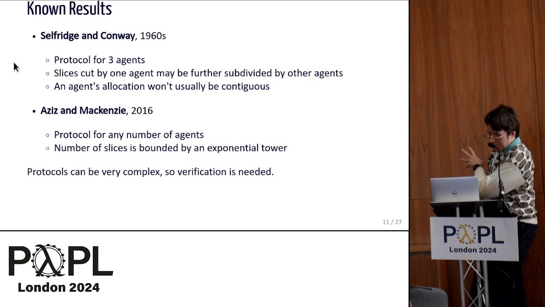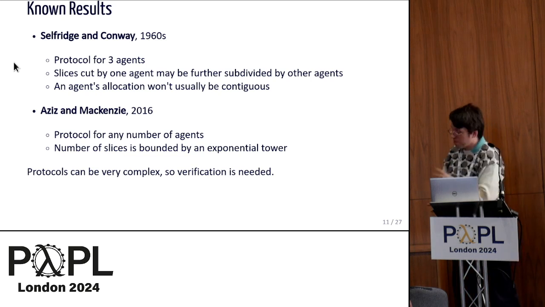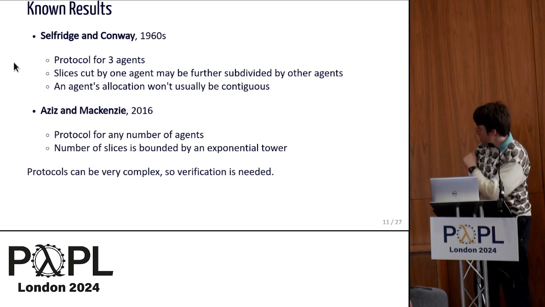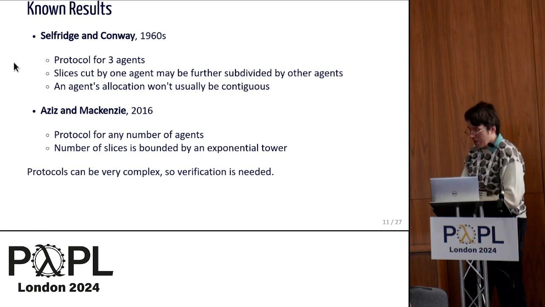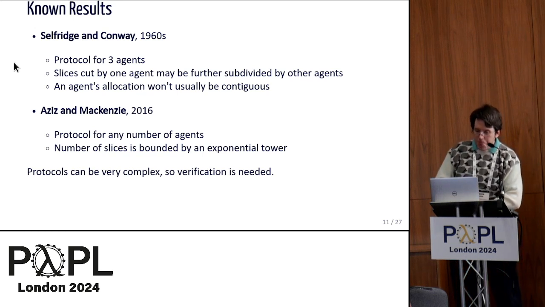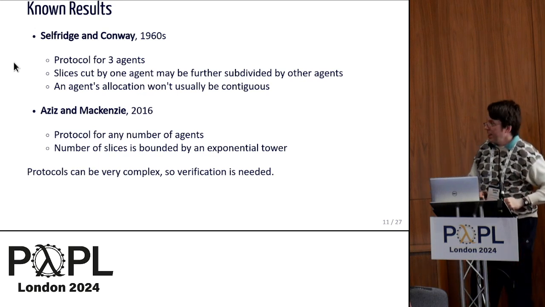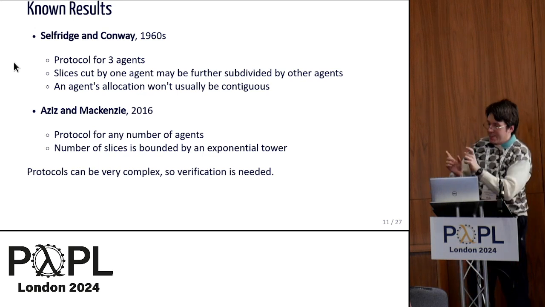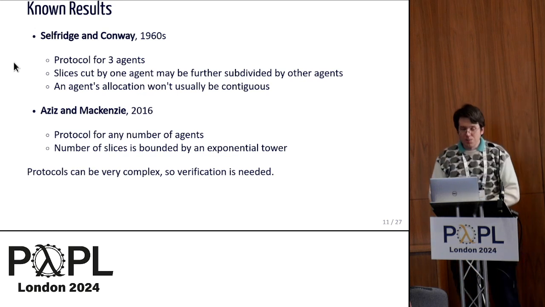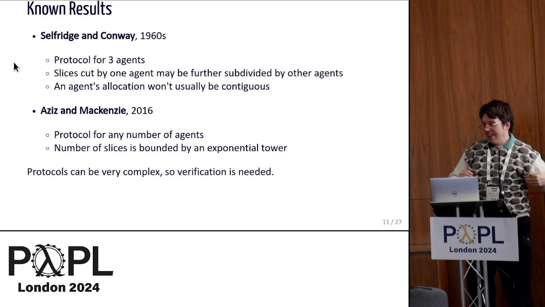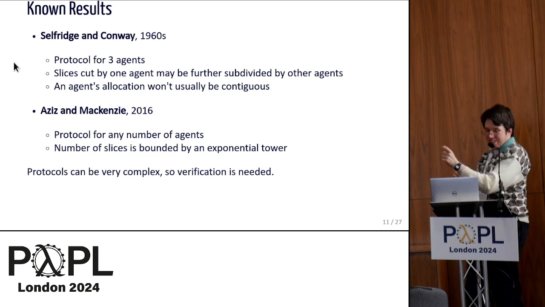There's a vast body of existing research on the topic of cake cutting. Here are a couple of the most significant results. So in the 1960s, Selfridge and Conway independently developed a protocol for 3 agents, which is quite well known. What's interesting about this, and most subsequent protocols, is that you may have a slice that's cut by one agent, which gets further subdivided by the other agents. So this means that an agent isn't going to end up with a contiguous piece of cake. You might end up with one big slice and like 2 or 3 small slices.